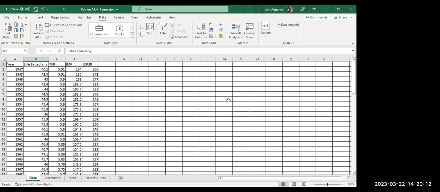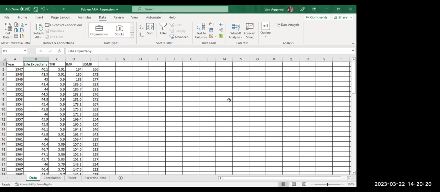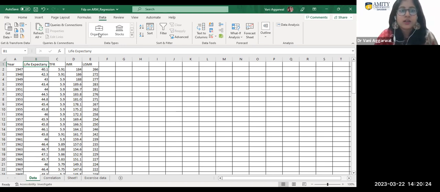Okay, it's fine. I'm not able to see the Excel sheet, but it's okay. Okay, others are able to see my screen, the Excel sheet? Yes, ma'am. Okay, all right.